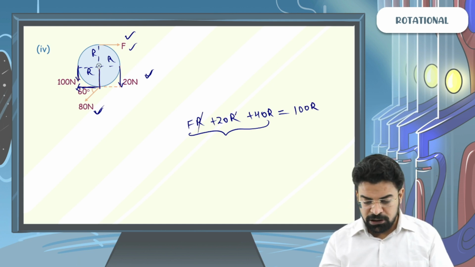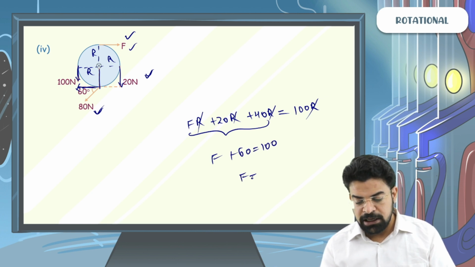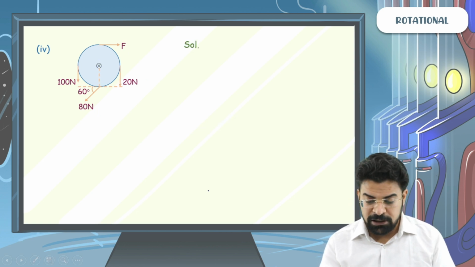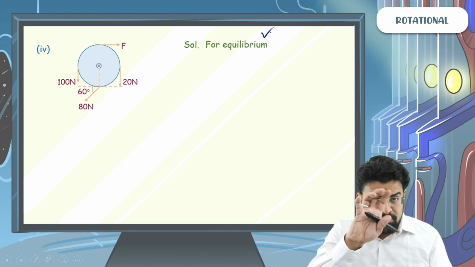So children, you can cancel out R. So you get F plus 60 equals 100, or beta, the force that has to be applied for the system to be in equilibrium is 40 Newton. So we will say for equilibrium, the clockwise torque has to be the same as the anti-clockwise torque.